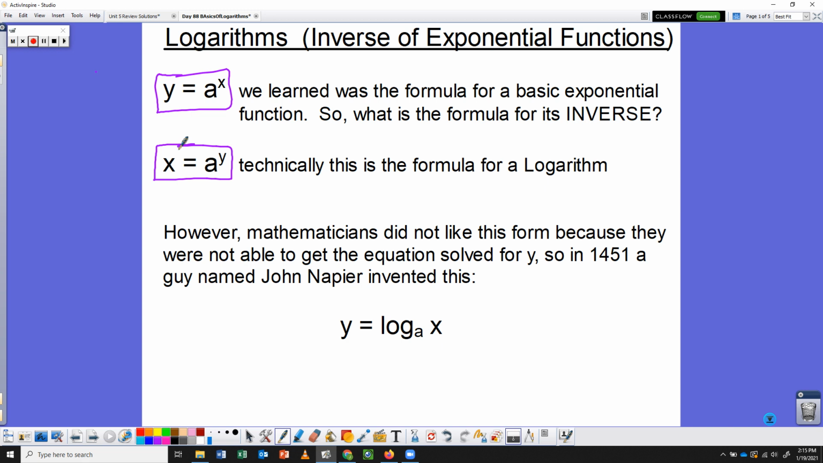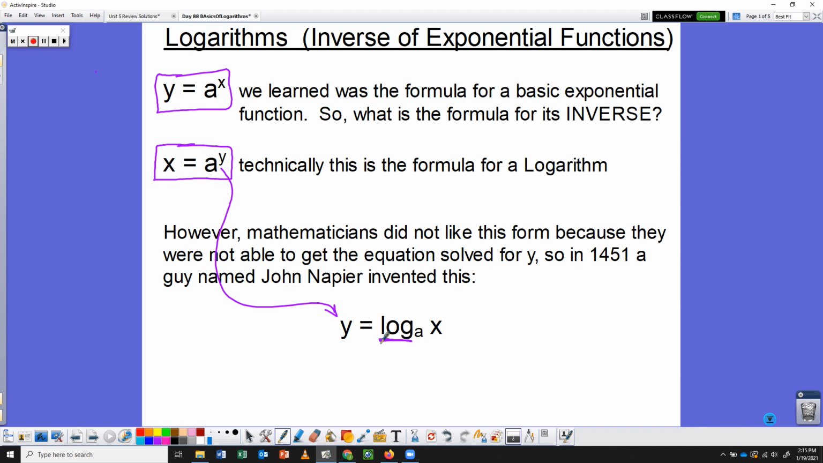So this guy named John Napier came along in 1451 and invented something called a logarithm. He said, okay, you want to get the y on one side of the equation by itself? I'll do that for you. Here you go. Y is going to be on the left-hand side of the equation. To let people know that he was doing this, he was the first one to use the word logarithm.